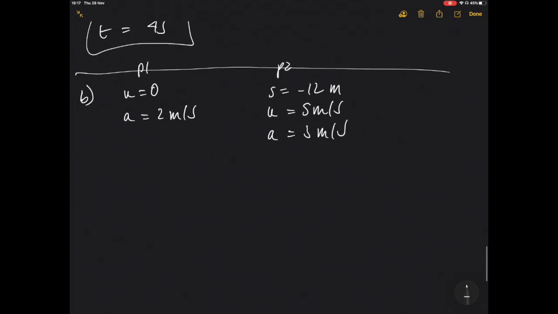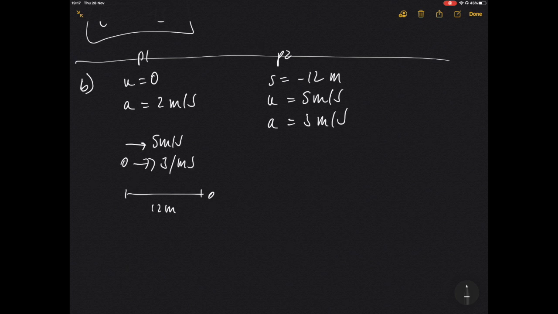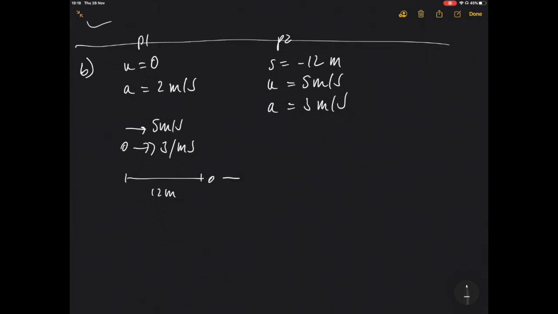So what we have here is two particles, one here, one here. There's 12 meters difference between the two. This one has a velocity of 5 meters per second and an acceleration of 3 meters per second squared. This one here is our second particle, with an acceleration of 2 meters per second squared, and it starts from rest, so its original velocity is 0. So how are we going to solve this problem?